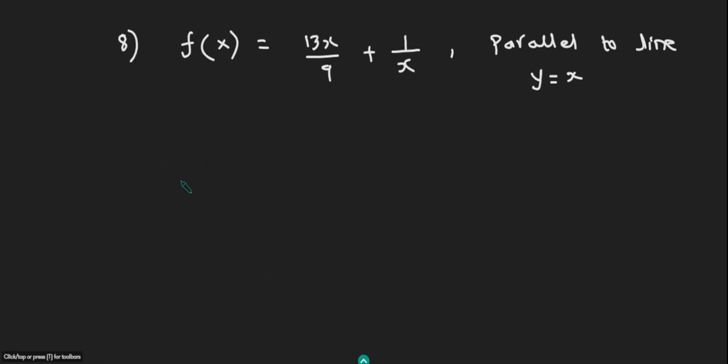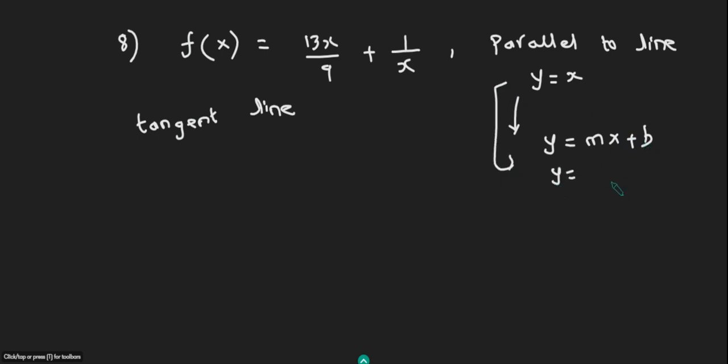Let's do question 8. Here we are given the function f(x) equals 13x over 9 plus 1 over x. The tangent line to this curve given by f(x) is parallel to the line y equals x, and we have to determine at what point the tangent line is parallel to the line. So first let's determine the slope of this line. Considering this equation in the form mx plus b, I can rewrite this as y equals 1x plus 0. So this is the slope of this line, that is slope equals 1.